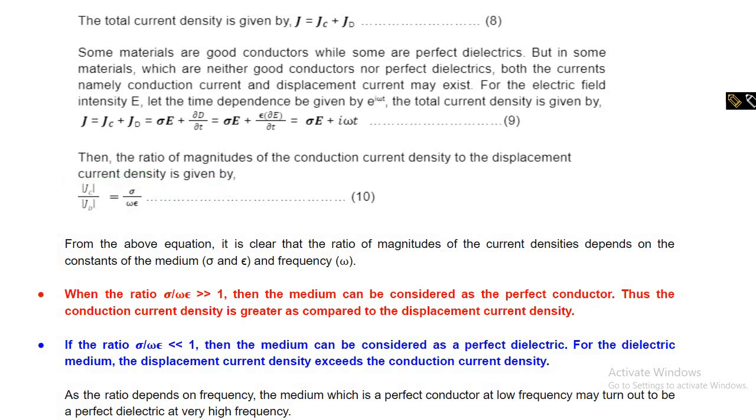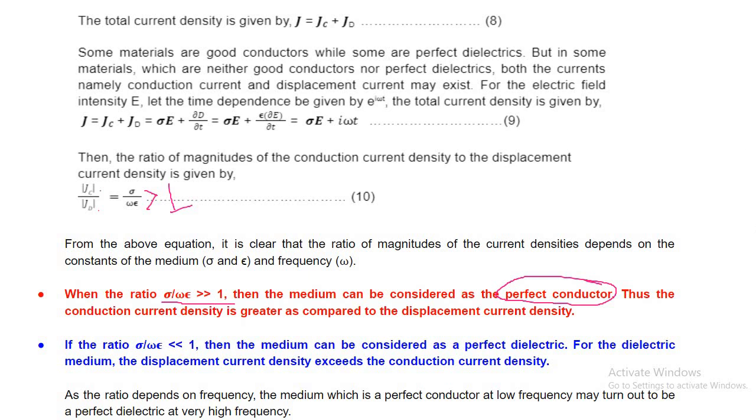This happens when this is greater than 1, and this is the case of a perfect conductor or a good conductor. So in a good conducting material, this factor is greater than 1, so JC will be greater than JD. So the majority of the current is because of the flow of charges, electrons.